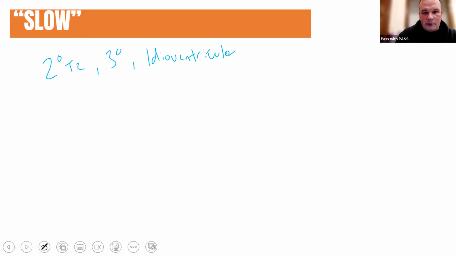And again, excuse me, it's hard to write on a totally vertical screen here. So with a second degree type 2, third degree, and idioventricular rhythms, first off, idioventricular obviously is a ventricular rhythm, right? So my ventricles are driving the rate. Atropine is a parasympatholytic. It blocks the parasympathetic nervous system from running, so my sympathetic nervous system can run unopposed.